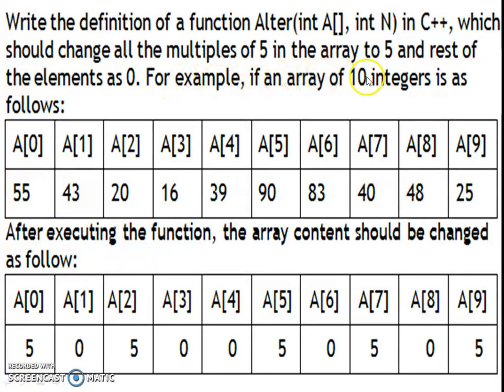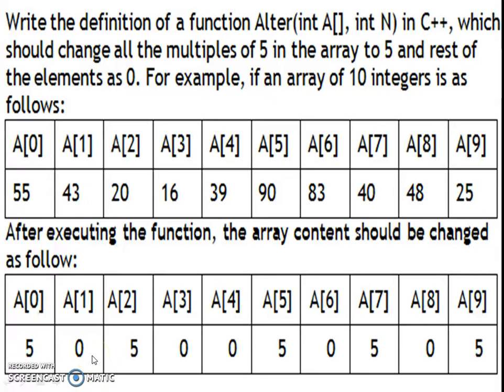For example, if an array of 10 integers is as follows, so total 10 elements are given in this array, and if the elements are this, then at the end of the program, the array should store 5050 this way. That means when the element is a multiple of 5, it should store 5, and if the element is not a multiple of 5, it should store 0.